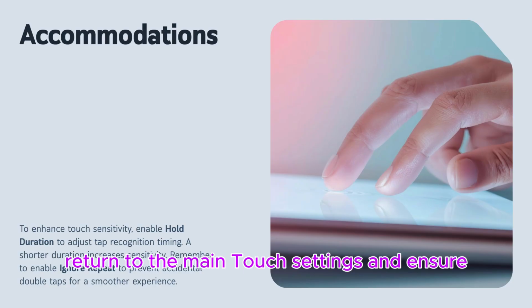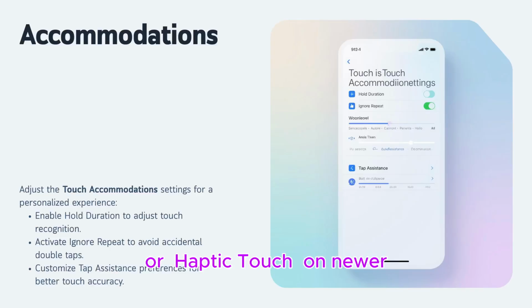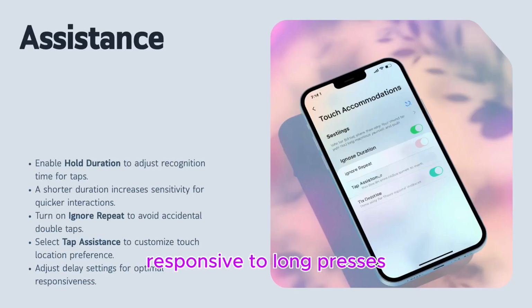Return to the main touch settings and ensure 3D and haptic touch, or haptic touch on newer models, is set to your preferred duration, fast, medium, or slow. A faster setting makes the iPhone more responsive to long presses.